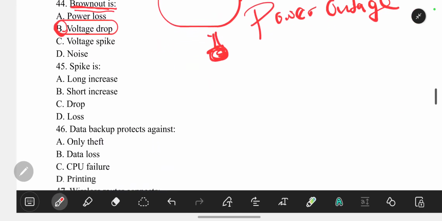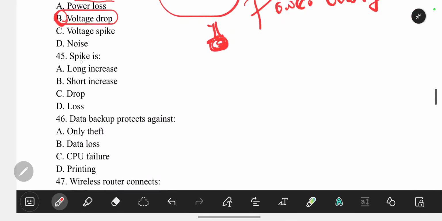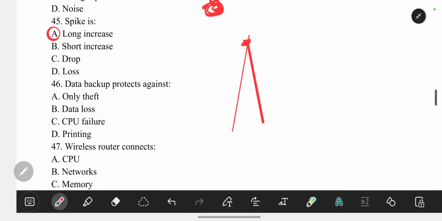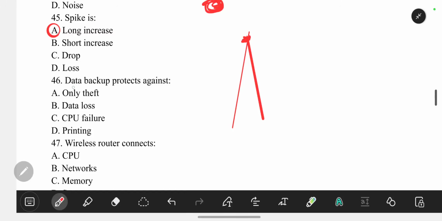Next is spike. You even know how a spike looks. It looks like a thorn like that. So a spike is just a sudden increase. A sudden increase, it could be in voltage or anything. That is a spike.